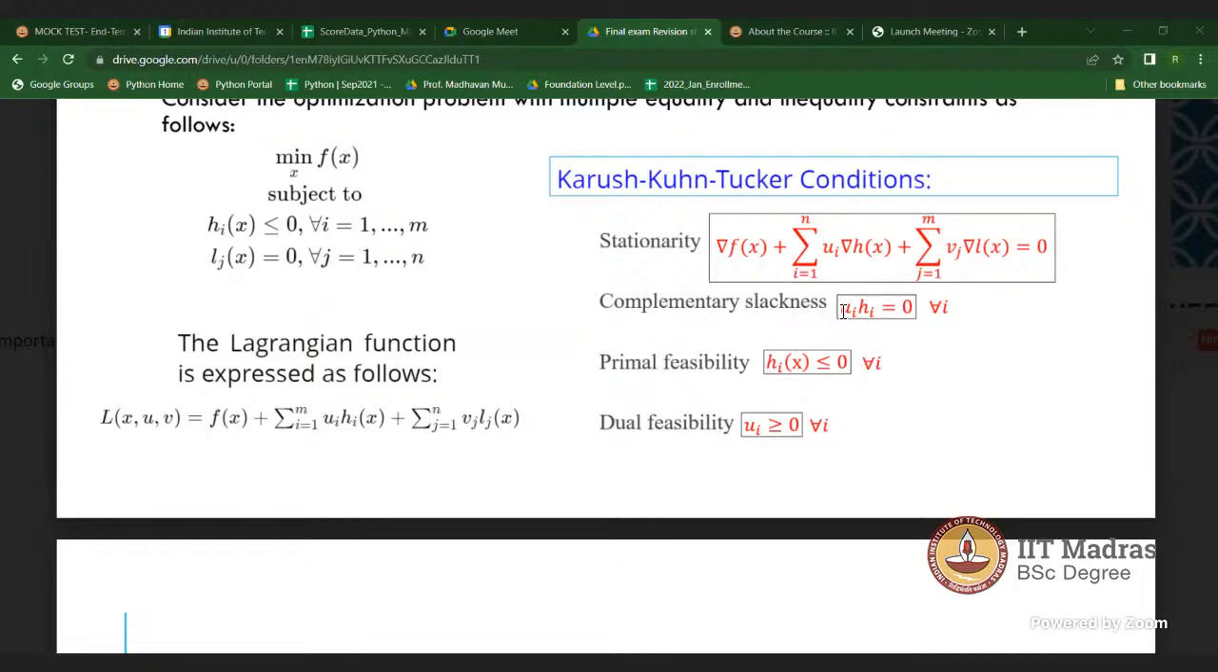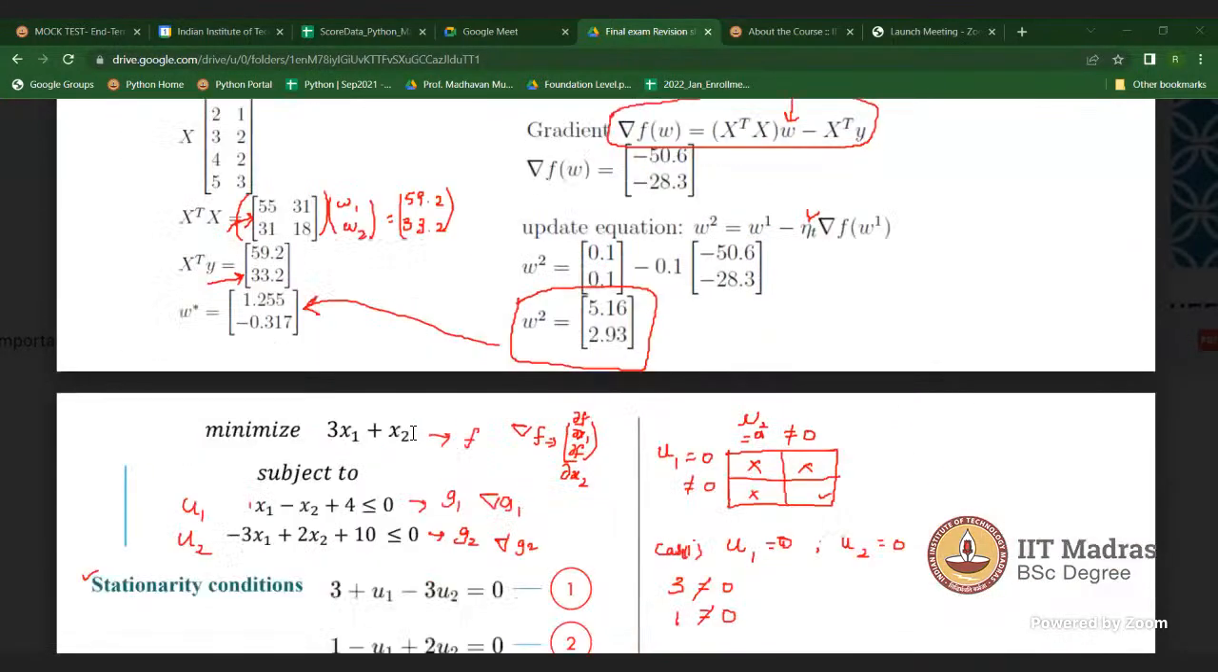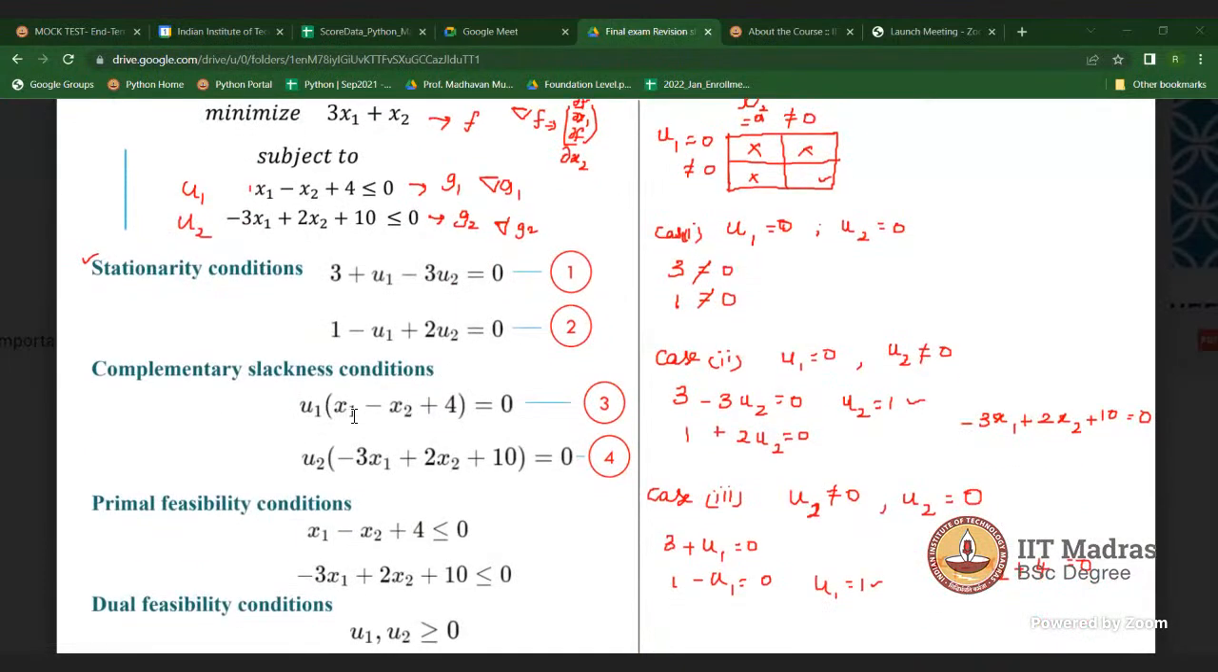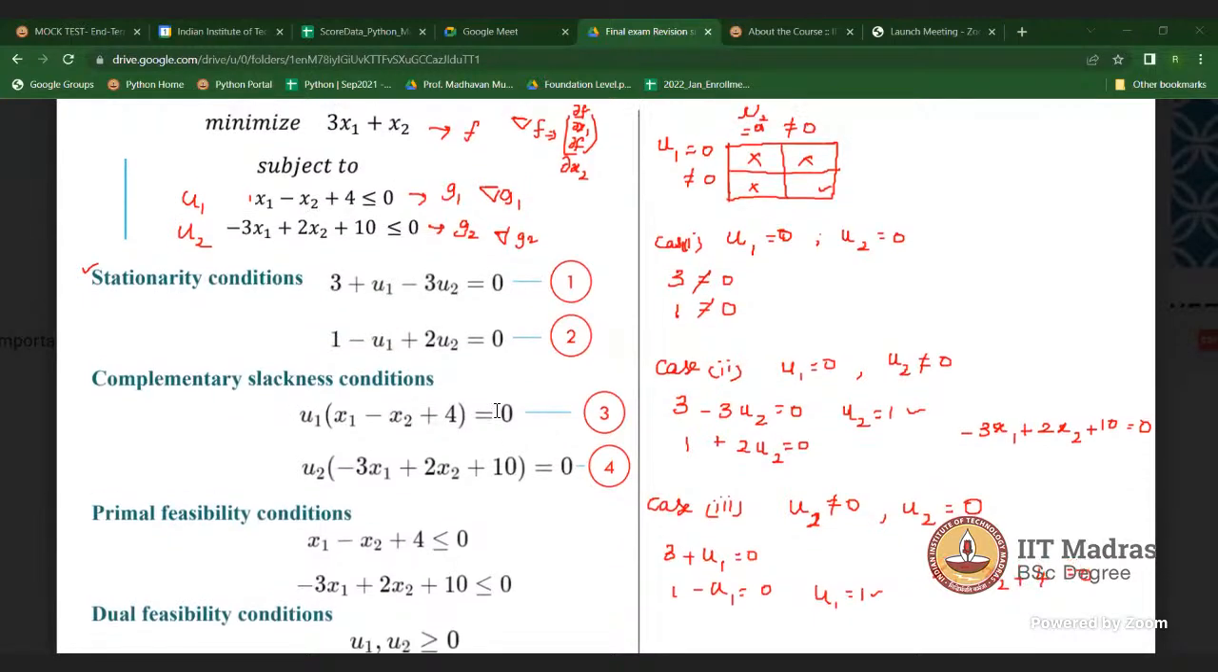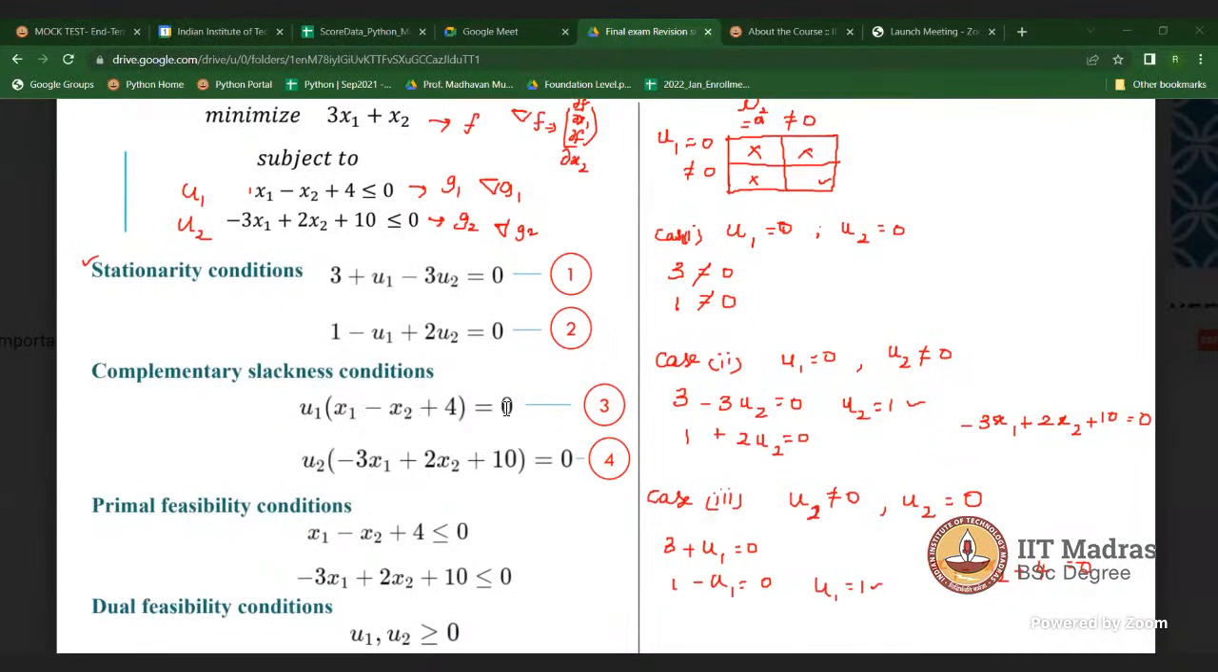So for complementary slackness one, we have UiHi should be equal to 0, which basically means that U1 into x1 minus x2 plus 4 equals 0. U1 is not equal to 0. So x1 minus x2 plus 4 should be equal to 0.